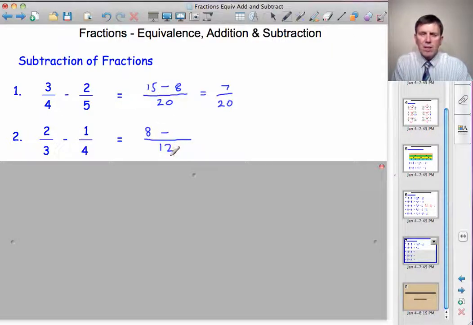That's what you were doing in exercise A, expressing one fraction in a different form. The second one, I've multiplied the bottom by 3, do the same to the top. 1 times 3 is 3. 1/4 is 3/12. And now 8 minus 3 on the top is 5, so the answer is 5/12.